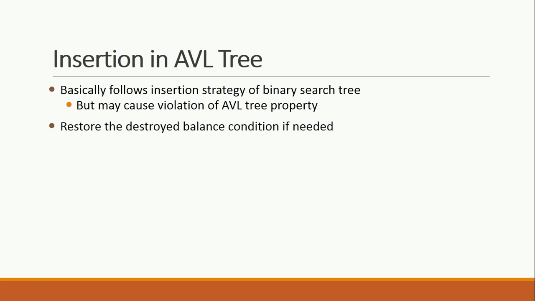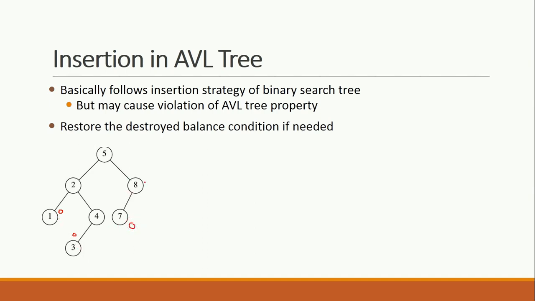Now, once it is violated, we have to restore the destroyed balance condition if needed. Suppose this is an AVL tree. You can verify here the balance factor is 1, the balance factor is 0 here, the balance factor is 0. How can we find the balance factor? The balance factor is the height of the left subtree minus the height of the right subtree. See, it is a child node. Given it is a child node, obviously we do not have a left subtree and a right subtree, so 0. 0.